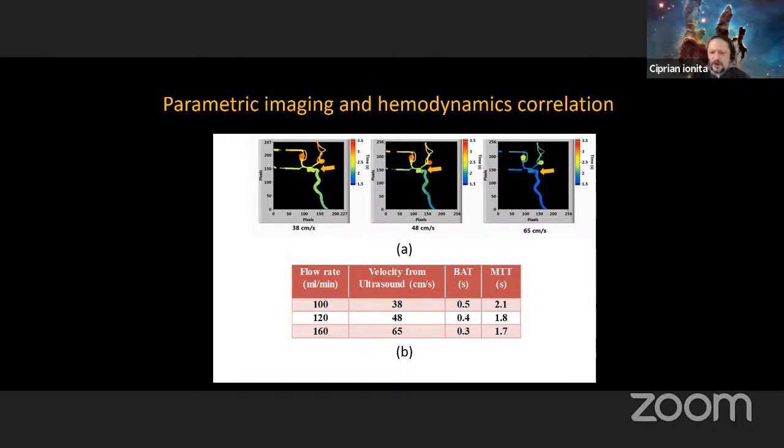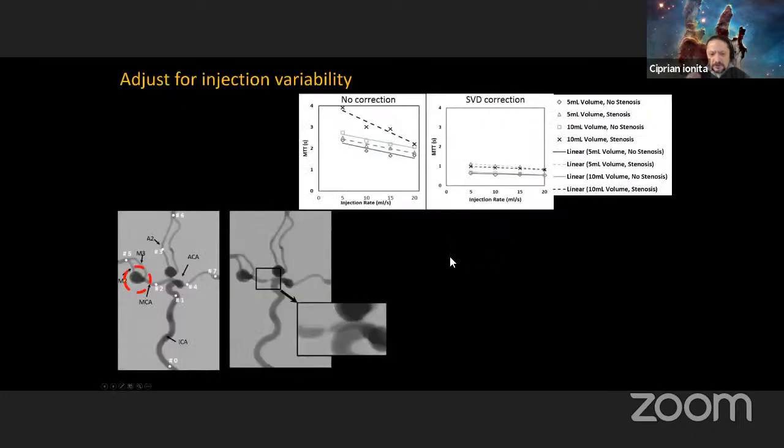So what is the problem? Why can't we just have a mean transit time at some point really tell us what's going on? You take the mean transit time, correlate it with the disease, with the outcome, and things will go easy for you. The problem is this.